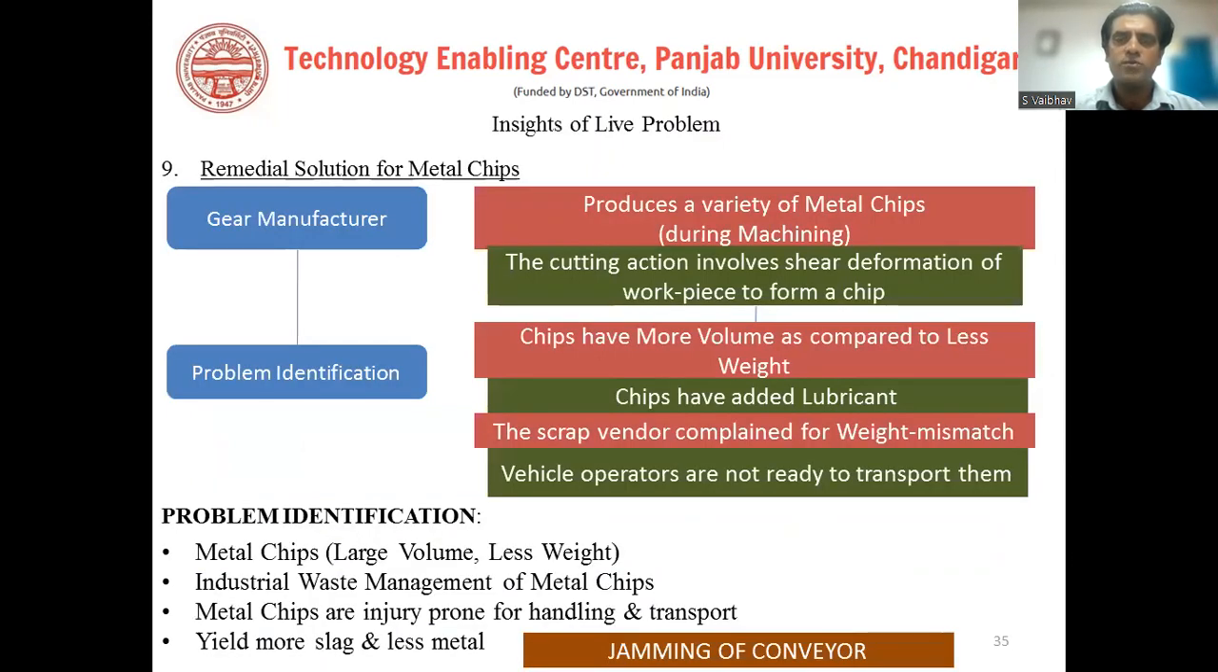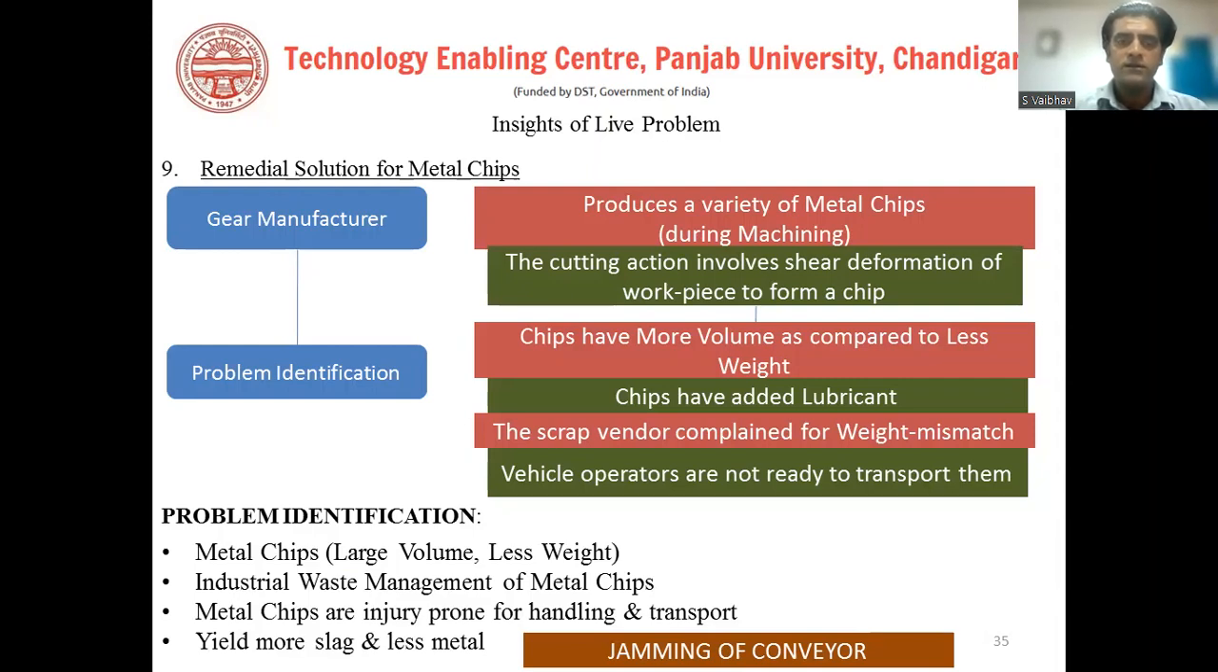For assessing this problem, we had visited the same gear manufacturing industry that produces a variety of metal chips during the machining process. The problem identified was that these chips have more volume as compared to their less weight. The chips also have added lubricant. When the scrap vendor comes, he always complains about the weight mismatch. Further, the vehicle operators are not ready to transport these metal chips due to their large volume as compared to their less weight.